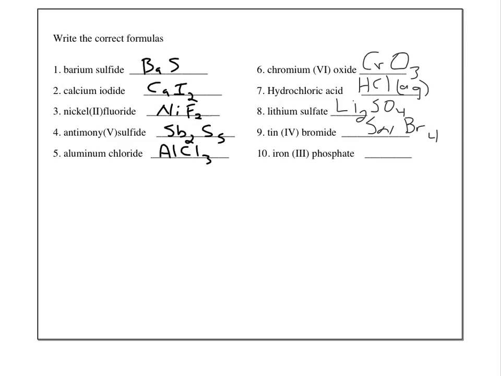And finally for iron 3 phosphate. So phosphate's -3, and we're told here that the iron in this case is +3, so just like that.